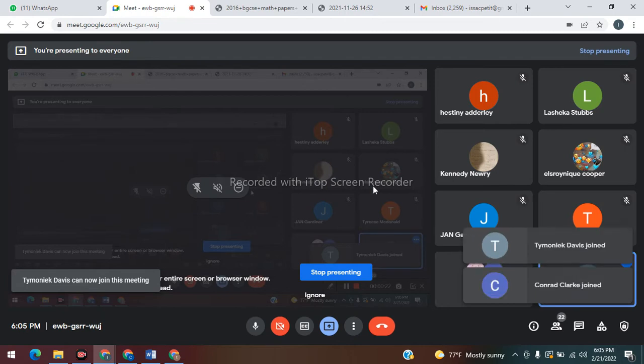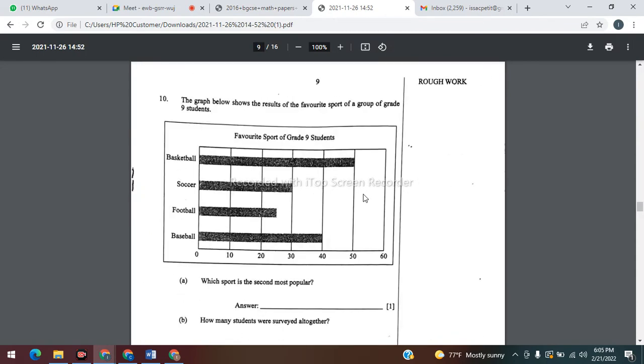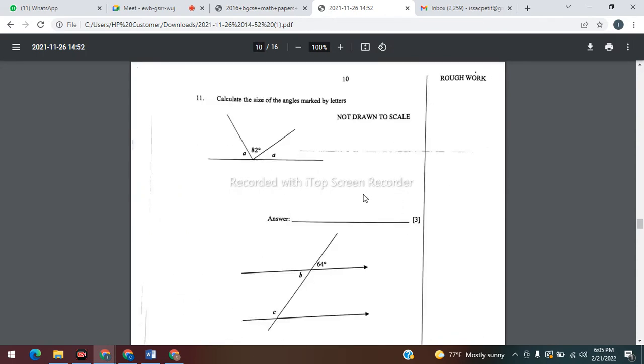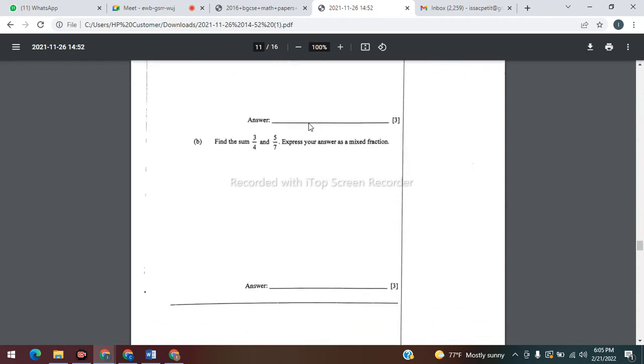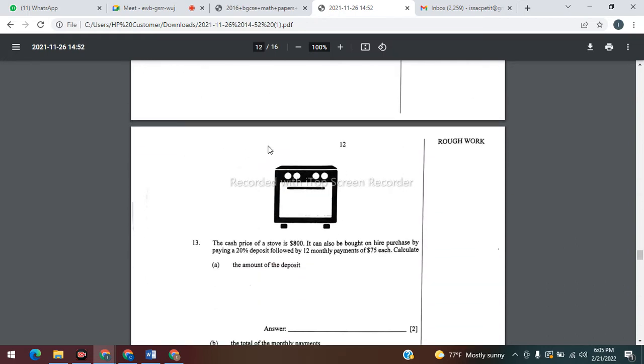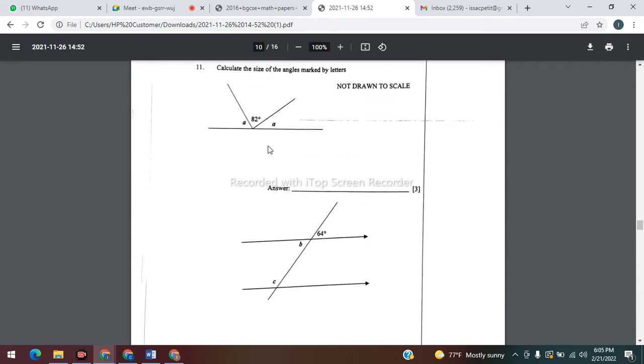Alright, okay, no problem. So on this one, where do we stop? Did we do just the same paper? Oh, so we ended on arranging this thing into descending order, right? Yes, sir. We also did finding the sum, that was the last thing we did. So that means we have to be on this then. Yes, sir.